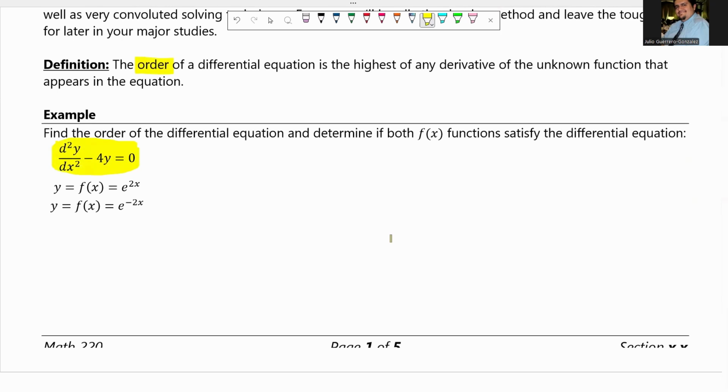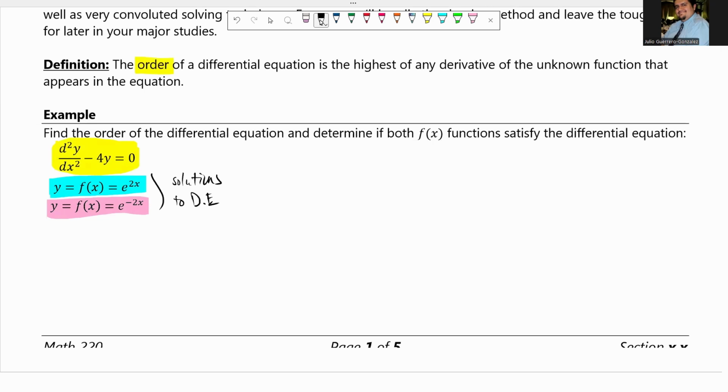And then I give you two functions here. I give you this one, and I give you this one. I am saying both of these satisfy the differential equation. Both of these are solutions to the differential equation. Prove it. Show me.